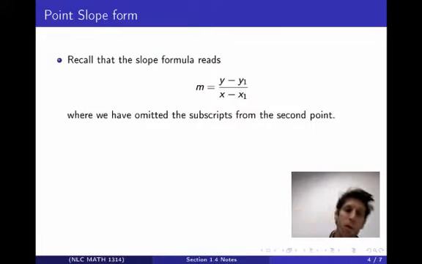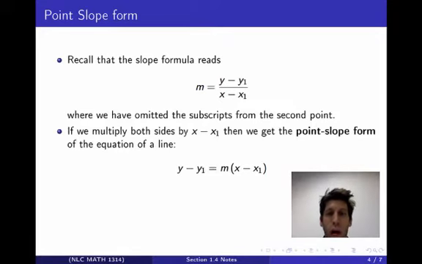Now what we're going to do is move the bottom up over to the other side, and what we end up with is y minus y1 equals m times quantity x minus x1, where I've switched the sides of the equality here. This particular form of this equation is called the point-slope form of the equation of a line.